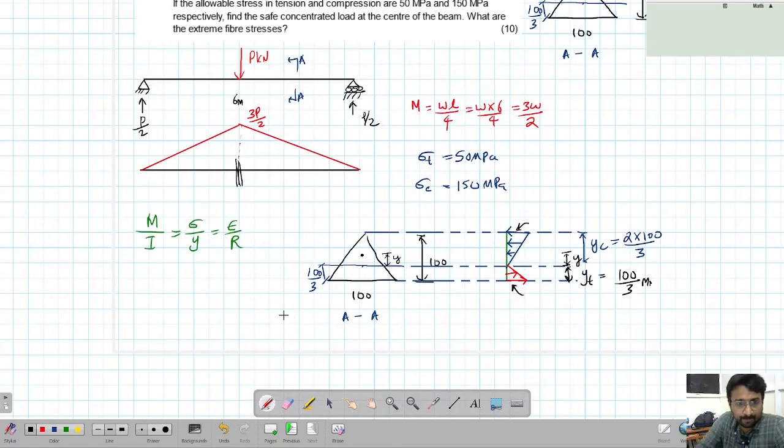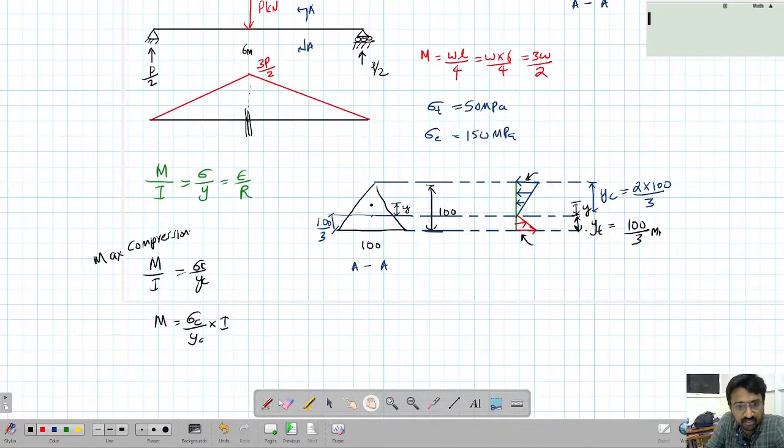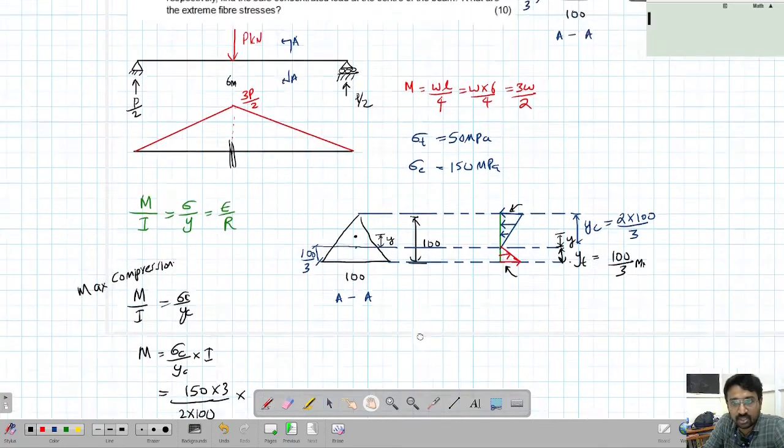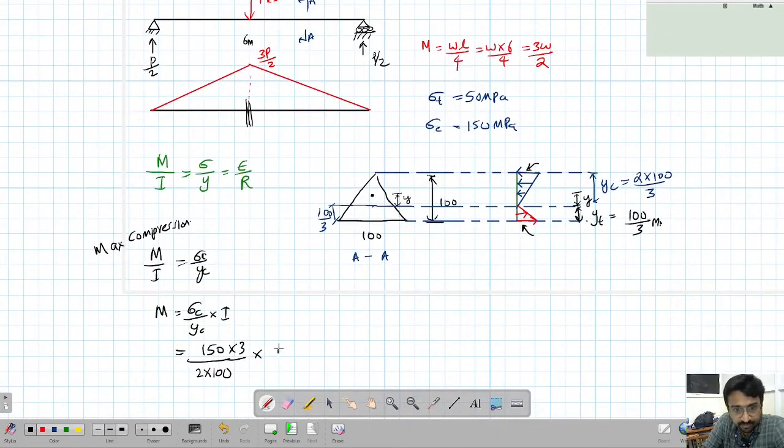Now we just use the formula. We know that M by I equal to sigma by y. For maximum compression, we get sigma c and yc. So M equals sigma c upon yc into I. Just substitute the values here. The value of sigma c is 150. The value of yc is 2 × 100/3. Into I, which is bh³/36, where b is the base and h is the height, which is also 100, over 36.